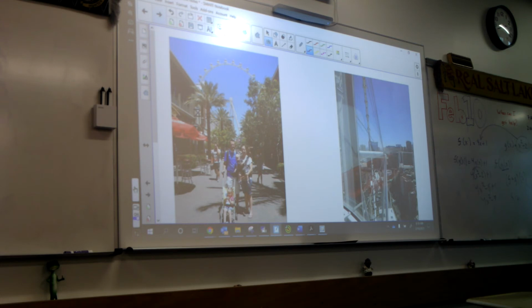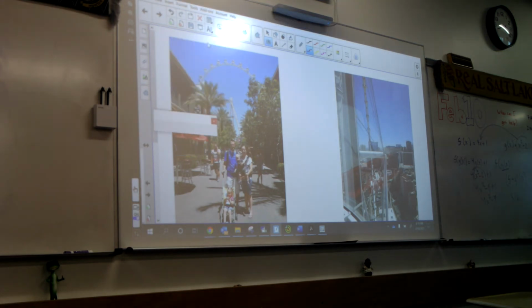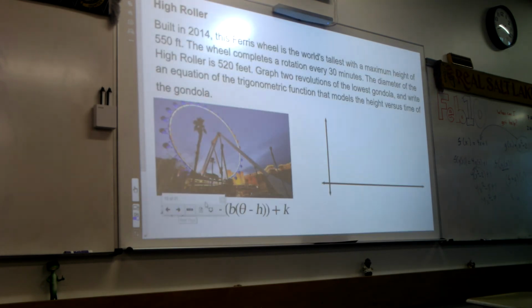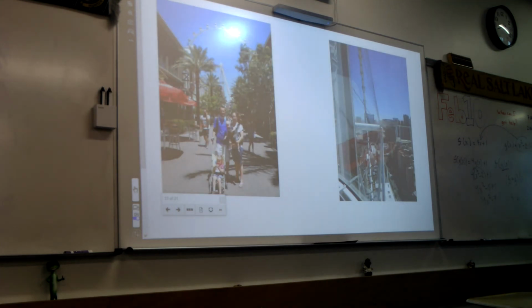A few years ago, I was in Vegas and I thought, I need to go on this so I can tell my students I've been on the world's tallest Ferris wheel. So that's me and my family. And this was the view from the midline.